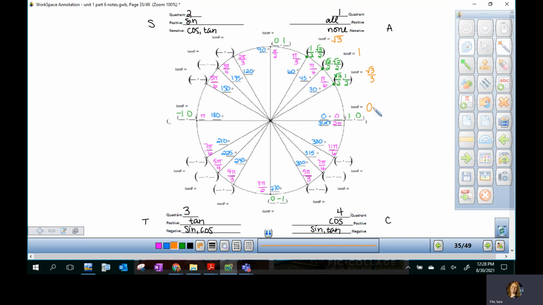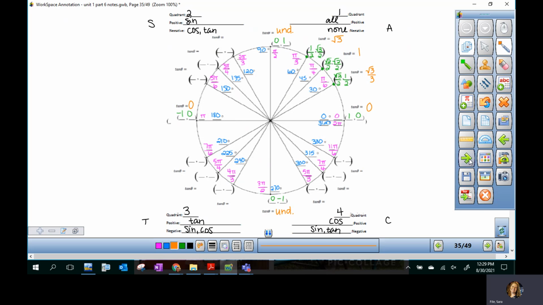Say a little louder. Not at the top, because if I come to the top at 90 degrees, it's not 1 divided by 0 anymore, or 0 divided by 1. It's now 1 divided by 0. Can you divide by 0? No, that is undefined. Yeah, so the one on the left at 180 degrees is 0 divided by -1. That is 0. But go ahead and put undefined at 90. Where else would tangent be undefined? Yeah, 270. Good. Okay, so we'll stop with tangent there for now.